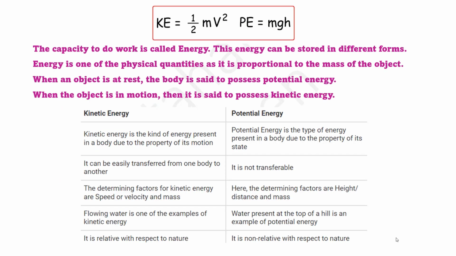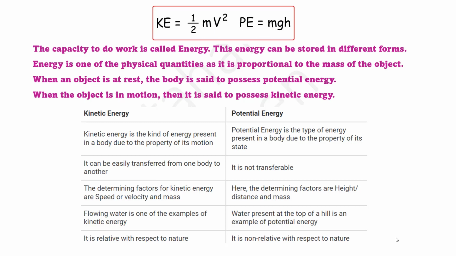Okay, moving on. Now let us know about the concept of kinetic energy and potential energy. We know that the capacity to do work is called energy. This energy can be stored in different forms, isn't it? And it is one of the physical quantities of the body and it is proportional to the mass of that body. We have two types of energies basically when we keep in mind the movement of the body.